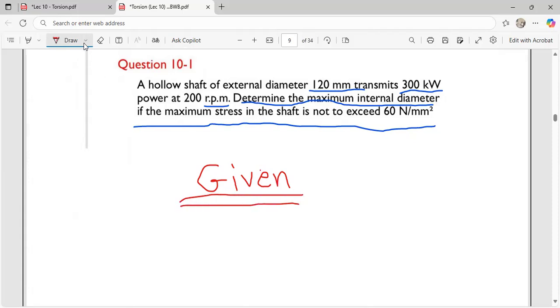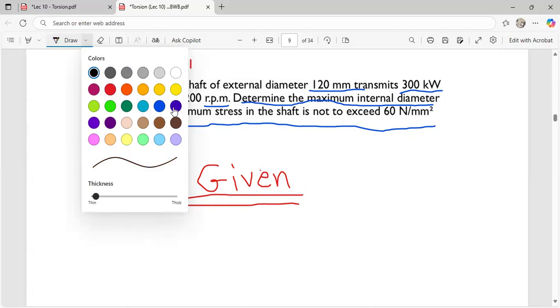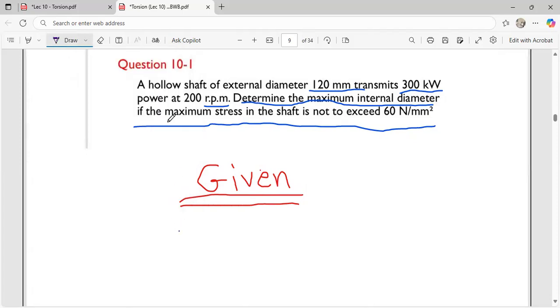Okay. Yes. So we are just going to abstract the vital points to see how we can use them to make life easier. So you say a hollow shaft of external diameter. Okay. So the external diameter, I'm going to denote that by D subscript O, is equal to 120 mm. Okay. Transmits 300 kilowatts power. Okay. At 200 RPM. So let's quickly put that down.